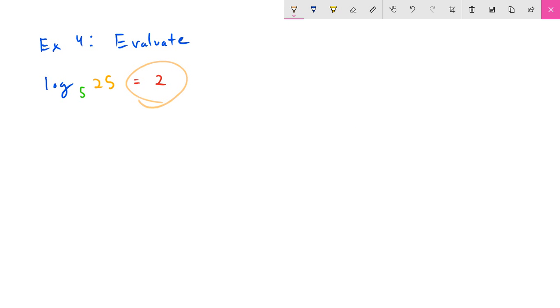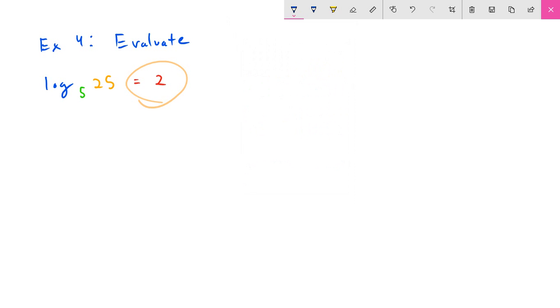Yeah, so they're only going to give you log base something of something. You've got to give the answer. Log base 5 of 25 equals 2, because 5 needs to be raised to what to get 25? 2, exactly.